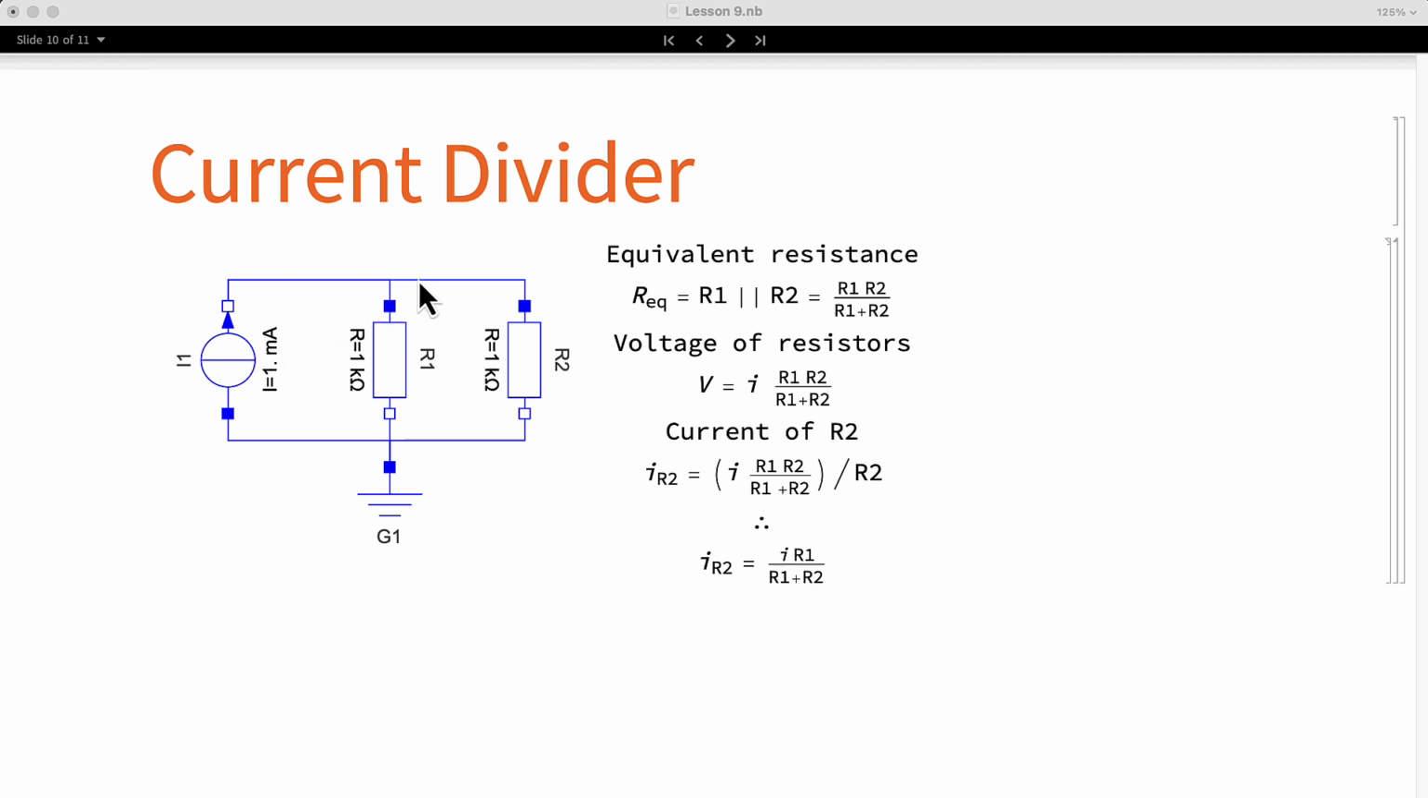Since we know the input current, we need to calculate the equivalent resistance. These two resistors are in parallel, and we use the formula that we already know. After that, we can get the voltage of the resistors, which we know is the current multiplied by the equivalent resistor. Once we know the voltage, we can calculate the current that flows through each of these resistors by dividing it by the resistor value. For example, for resistor 2, this is the formula which results in this. We can see that it's very similar to the voltage divider, with the difference that instead of having resistor 2 in the numerator, we have resistor 1.